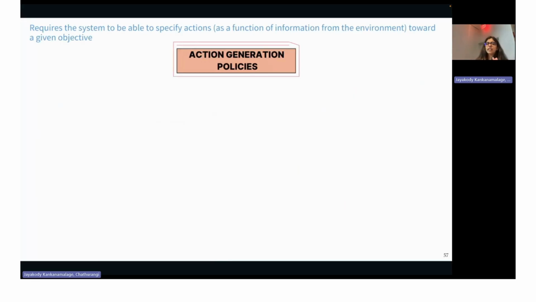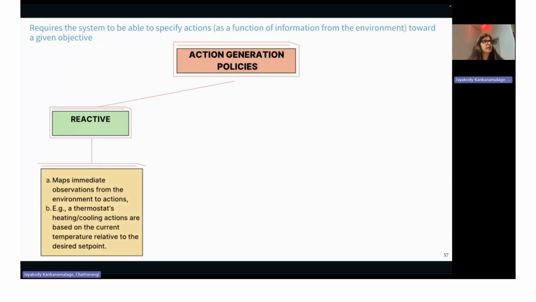So talking about the action generation policies. It requires the system to be able to specify what action to take for any particular objective to achieve. And there are three particular policies which can be considered. First is reactive, which basically means, let's think about a thermostat as an agent. It considers reactive policies. So if the temperature goes above a certain threshold, activate the AC or activate the heater in the room.